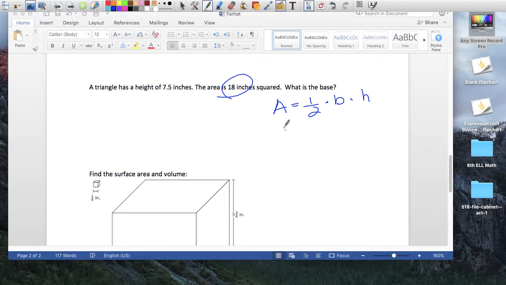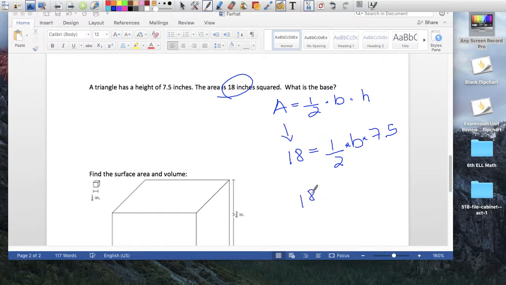Area is 18, right? So I'm going to replace the A with 18. Half stays. The height is 7.5, and the b is going to stay because that's what we want. So the b is our mystery number, and the height is 7.5. I put a multiplication sign. So that says half times a number that I don't know times 7.5. All that should equal 18. So how do we find that number?